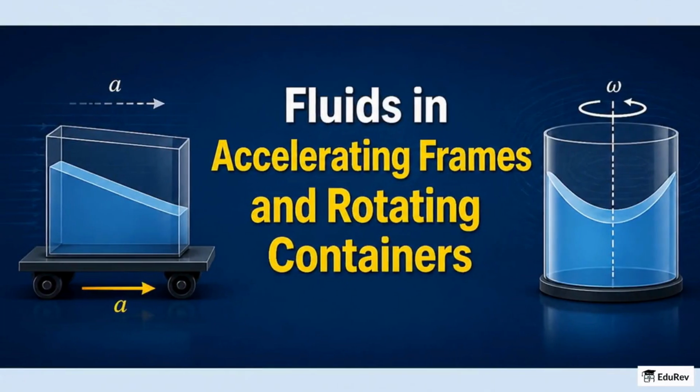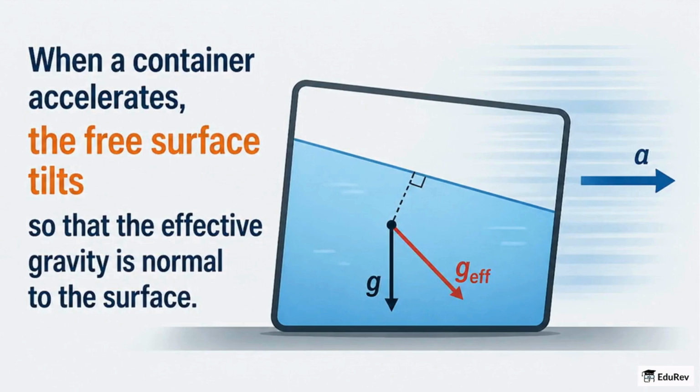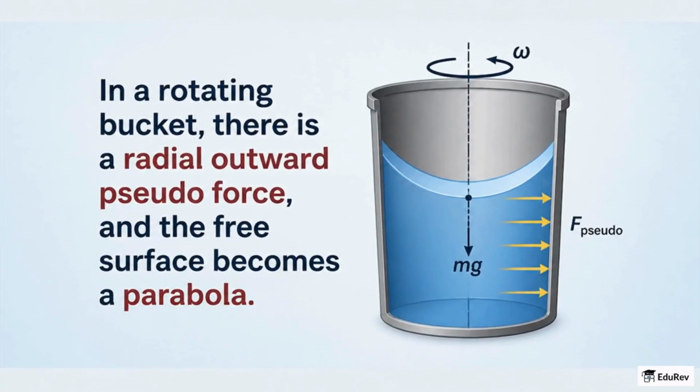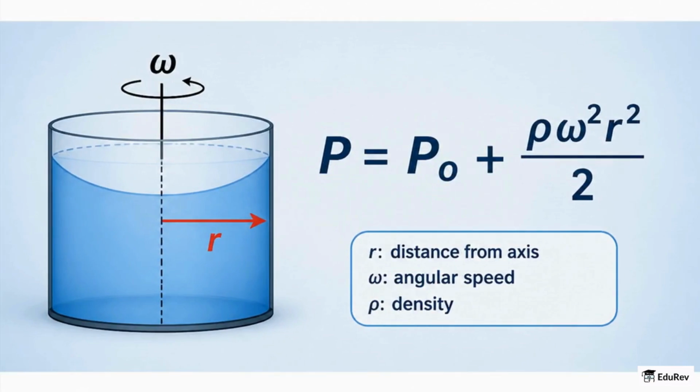Now let us look at fluids in accelerating frames and rotating containers. When a container accelerates, the free surface tilts so that the effective gravity points normal to the surface. Pressure at any point still follows P equals P naught plus rho g times the effective depth measured along the effective gravity direction. In a rotating bucket, there is a radial outward pseudo-force, and the free surface becomes a parabola. For pressure at a radius r from the axis, the result is P equals P naught plus rho times omega squared times r squared divided by 2, where omega is the angular speed.